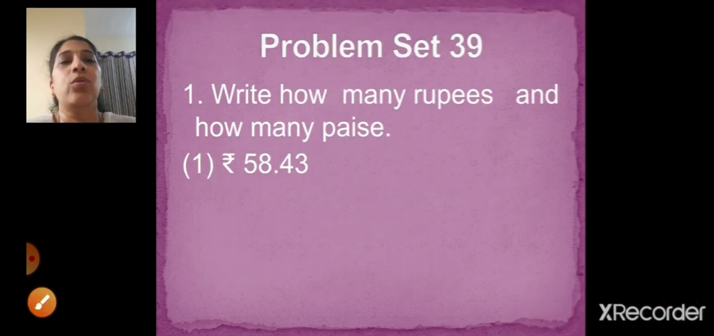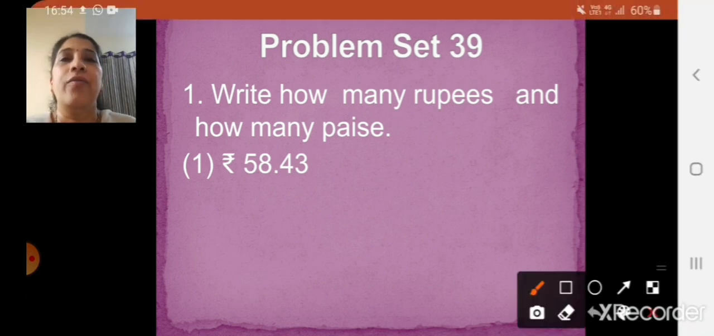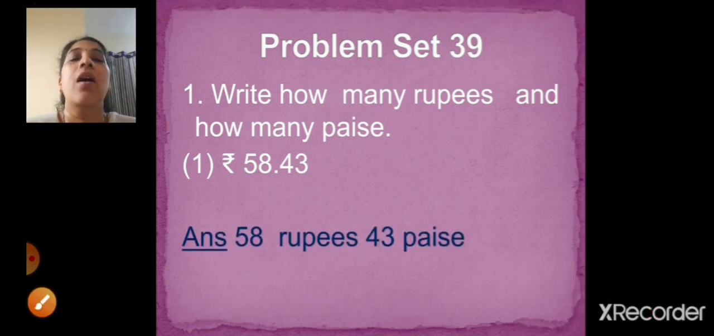Now let's move to problem set 39. First one is write how many rupees and how many paise. First one is rupee 58.43, right? So as I had told you, children, the numbers which are before the decimal point, that is your rupees. So it will become 58 rupees. After the decimal point, what is there? 43. So that will become your paise. So it will become 43 paise, right? So you will write the answer as 58 rupees 43 paise.